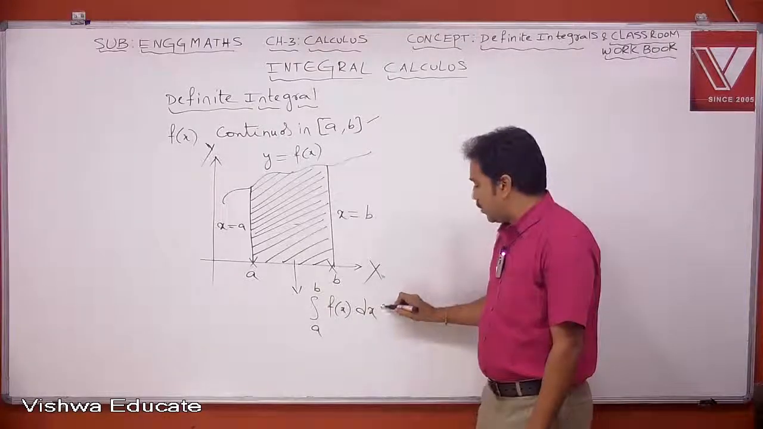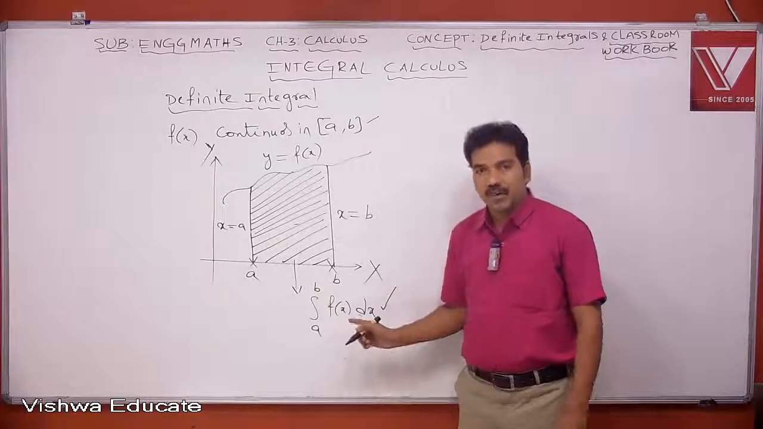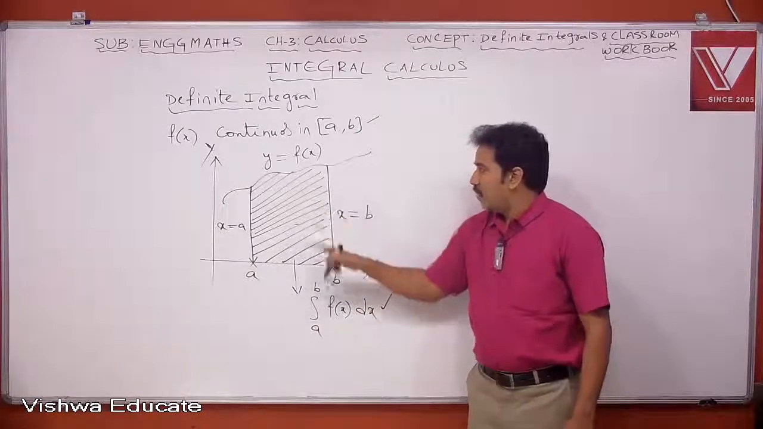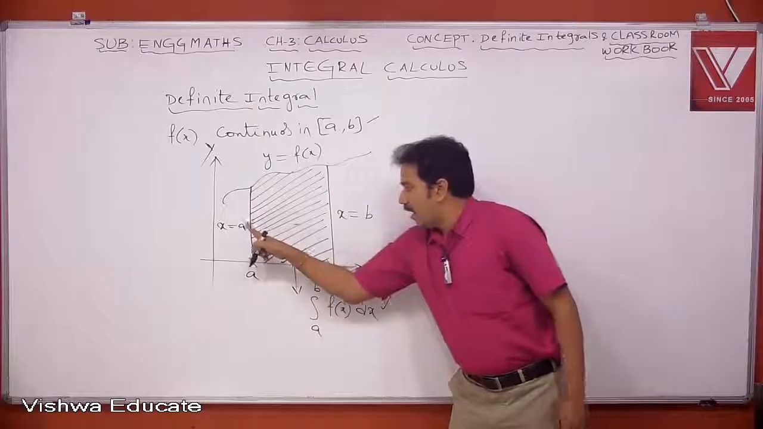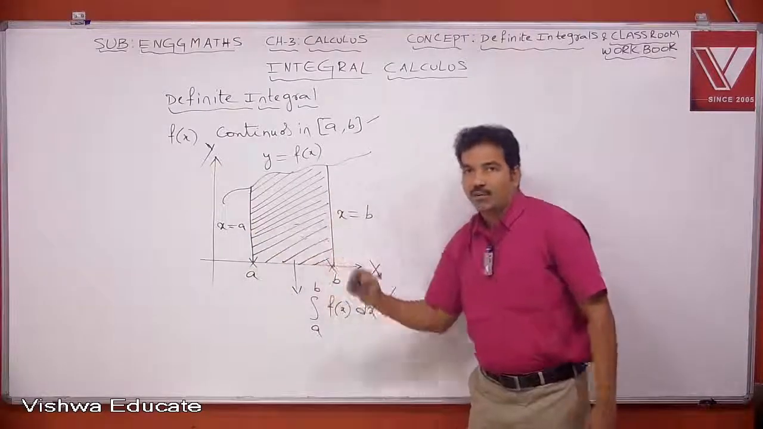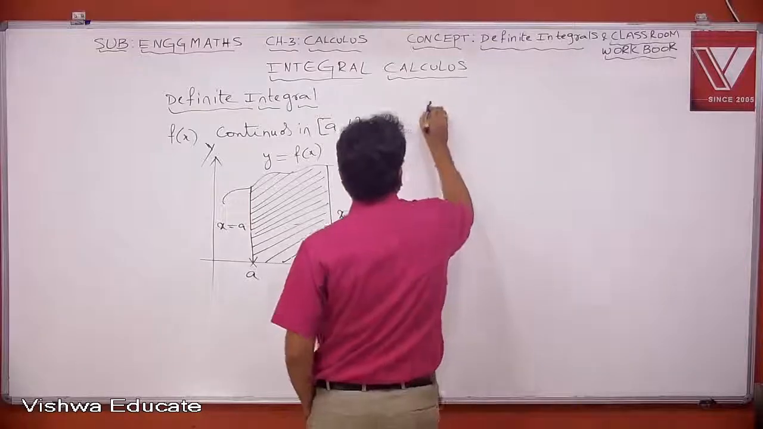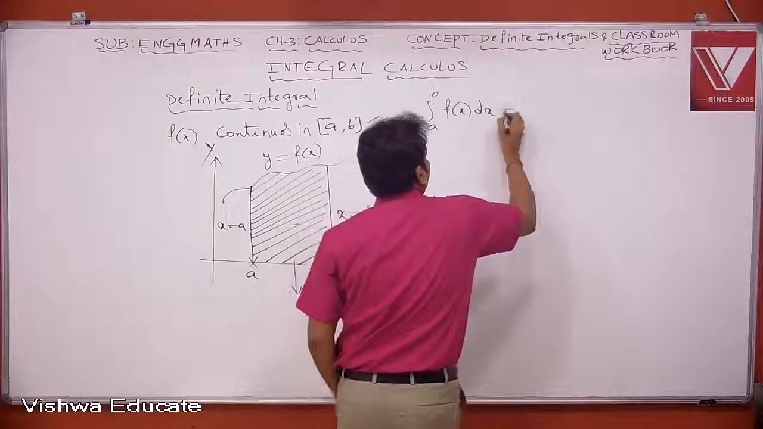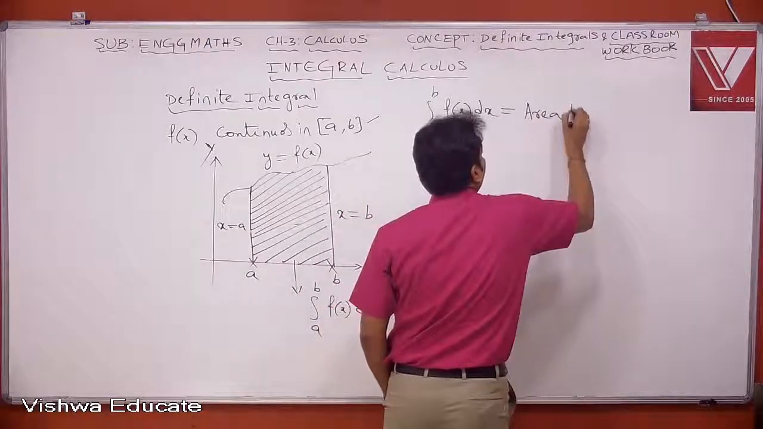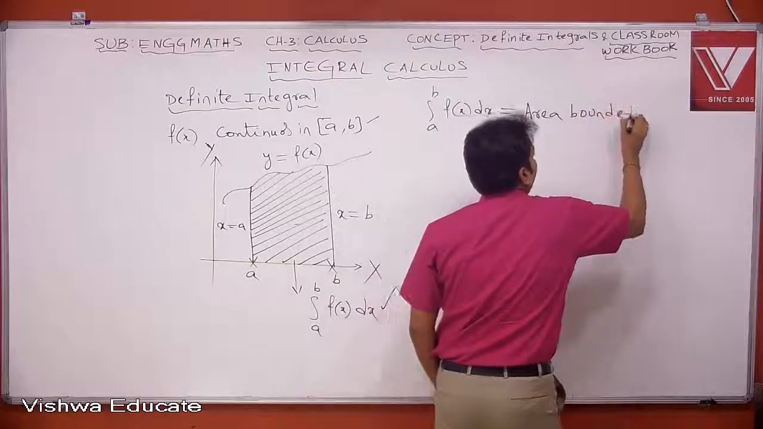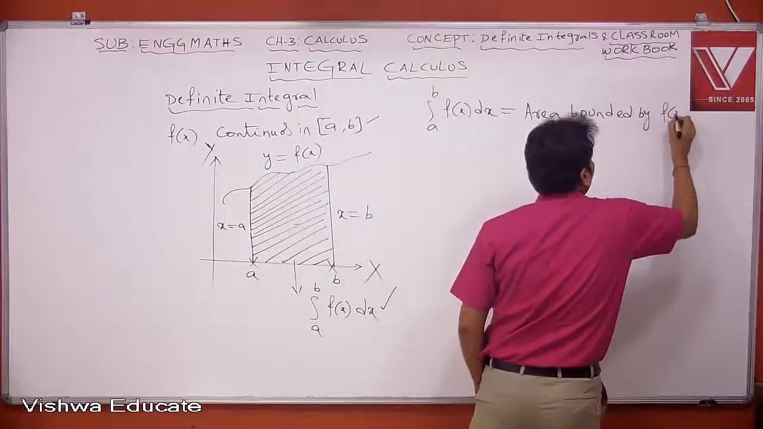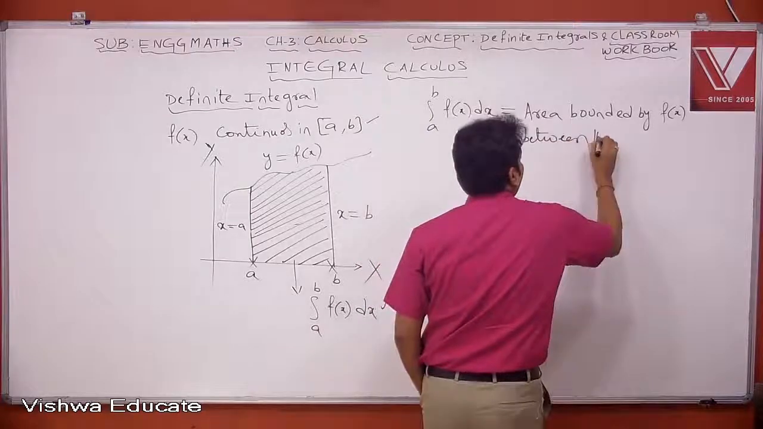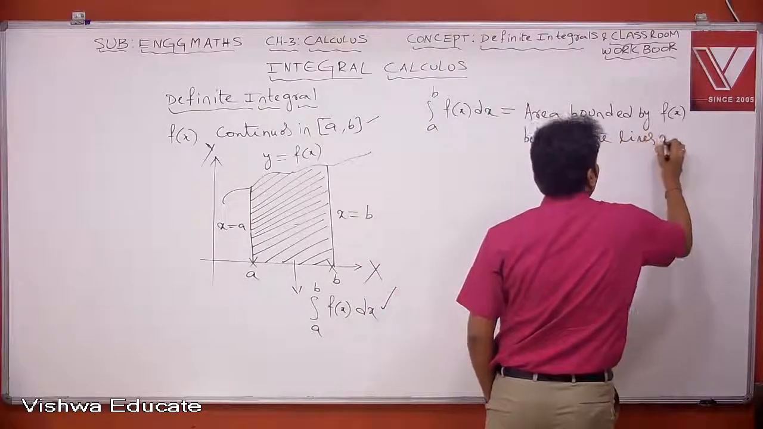So what it represents geometrically, it gives a finite value. That value is nothing but area bounded by f of x between the lines x equal to a and x equal to b. Therefore this integral a to b f of x dx is nothing but area bounded by f of x between the lines x equal to a and x equal to b.